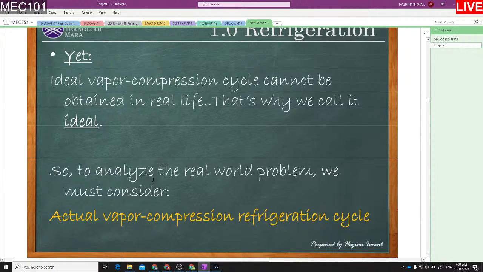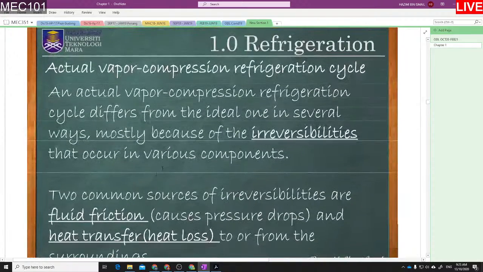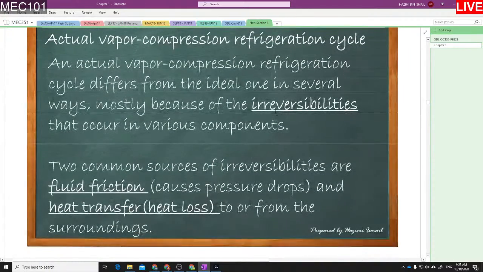Bila actual, so kita kena consider ada irreversibilities. Because of the irreversibilities come from the fluid friction. Ada apa kita panggil pressure drop dalam pipe aircon, pipe refrigeration system tu, mesti ada fluid friction antara pipe and the refrigerant. Pressure akan drop. Kalau makin panjang pipe tu, makin banyaklah drop dia. Okay, tu sebenarnya kita kena consider. But for the ideal system, we ignore it. We ignore them.